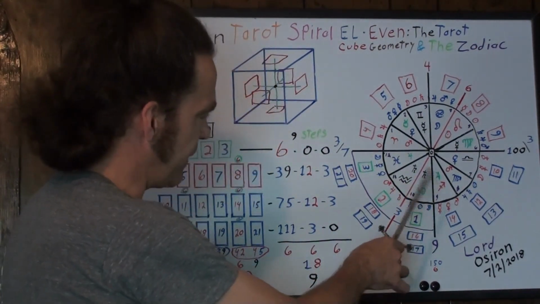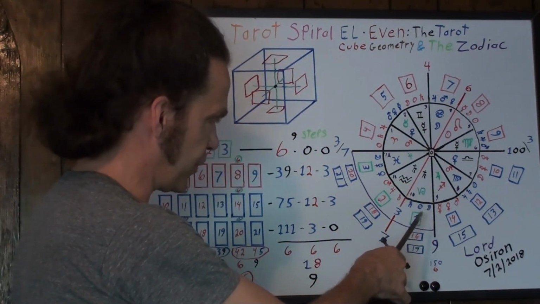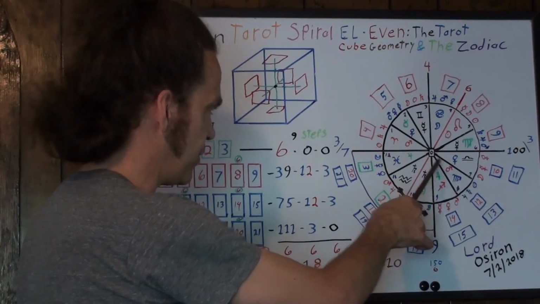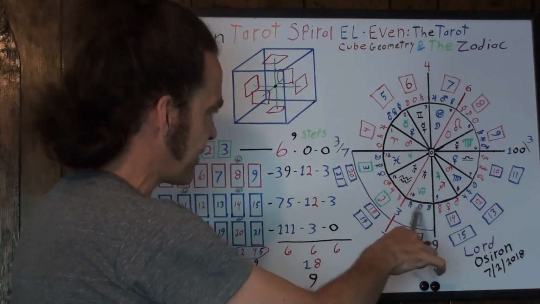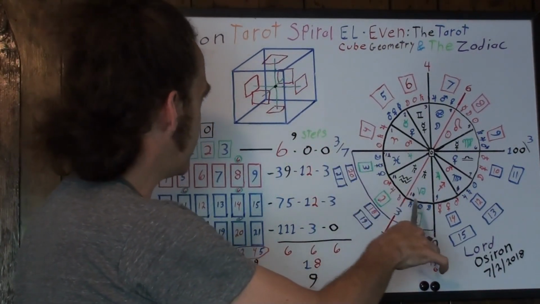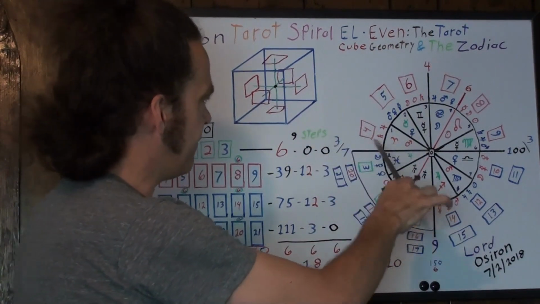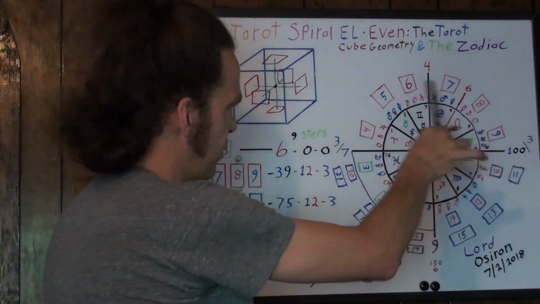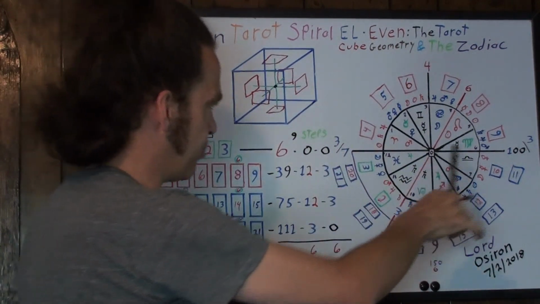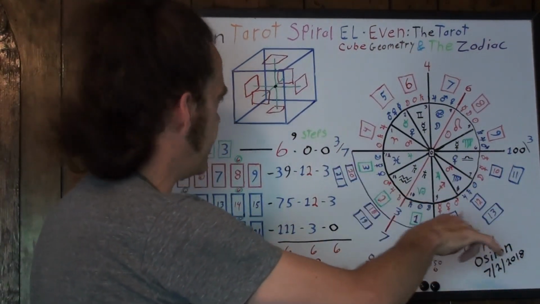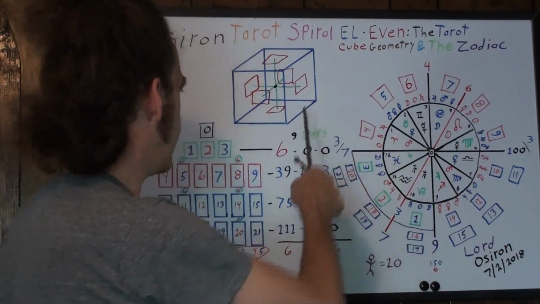As I've said before, the Osiron Tarot Spiral is laid out using cube geometry. You've got the Fool in the center, which is the center of the cube. You've got the Axis cards, which are the womb cards here, and you see this in green. The faces are these red ones here, and the blue outer row is the outer edges of the cube.